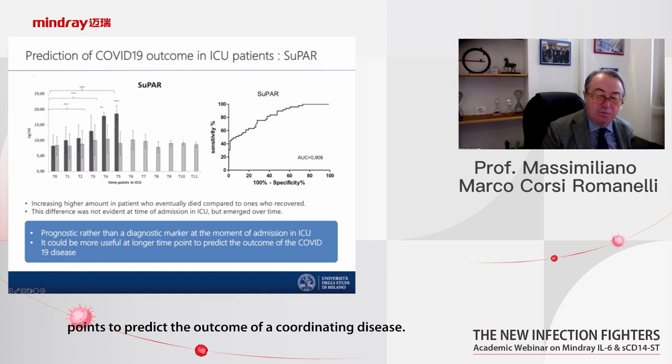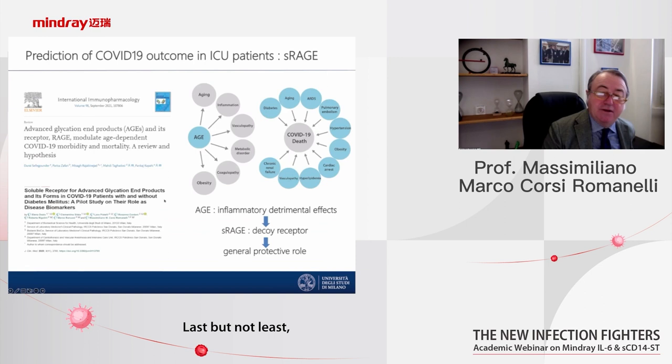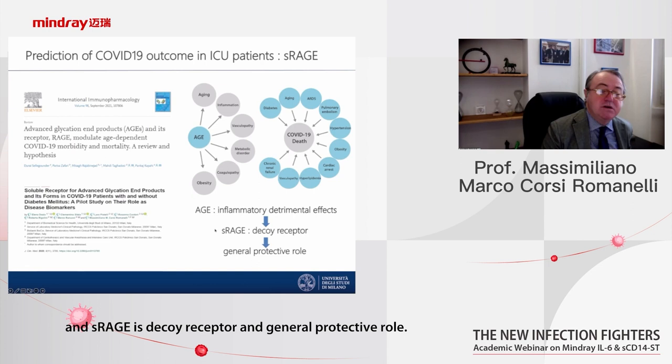Last but not least, the receptor RAGE. AGE has inflammatory, detrimental effects, and sRAGE is the soluble receptor and has a general protective role. AGE is linked to aging, inflammation, vasculopathy, metabolic disorder, coagulopathy, obesity, and COVID-19 death. There are many of these pathologies, so AGE and RAGE are linked to COVID-19.